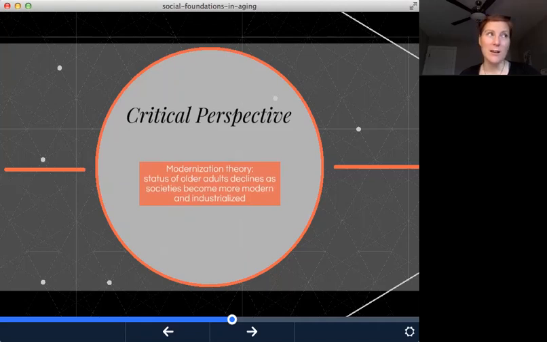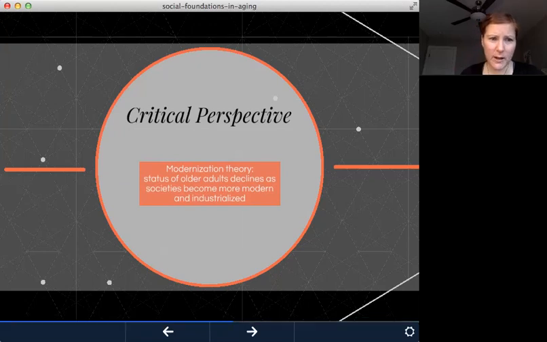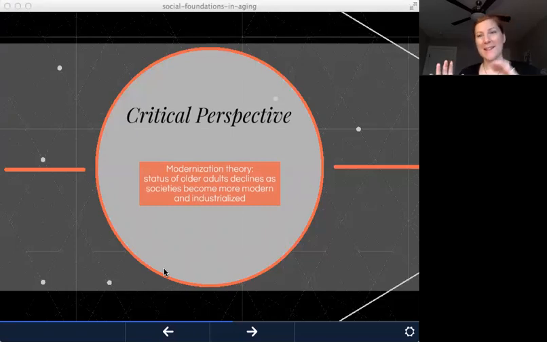So older age has been devalued in modernization theory. As societies modernize, older adults aren't able to work, or they're able to work less. They are seen economically as a burden. There's definitely some support for this theory, right? The view of aging and older individuals has certainly shifted with our modernization and technological advances. And this has a flavor of ageism in there, right? We see them as a burden and we see them differently.